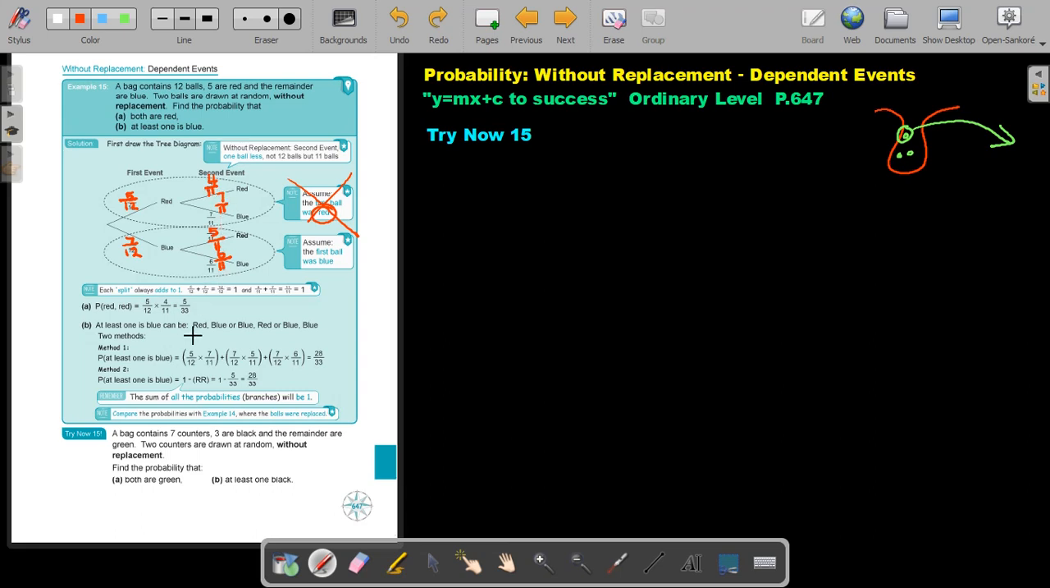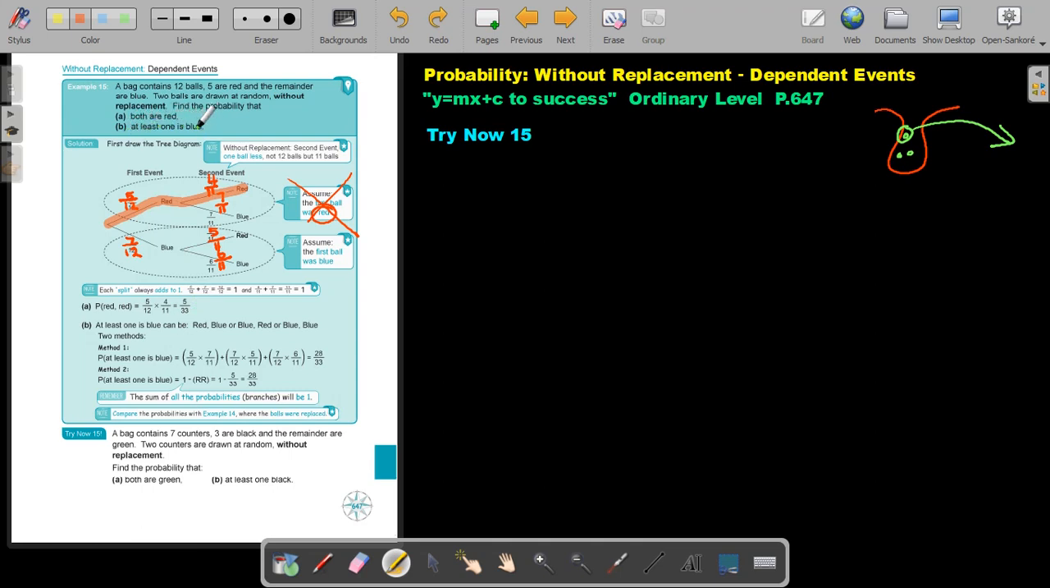Okay, but let's start. Both are red. So let's just find that branch. Red. So I will just say 5 over 12 multiply 4 over 11, and the answer will be 5 over 33.